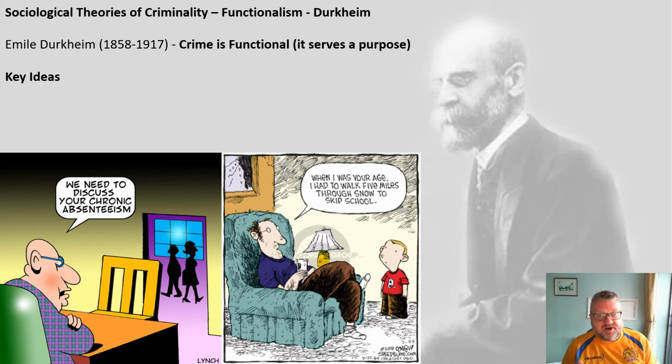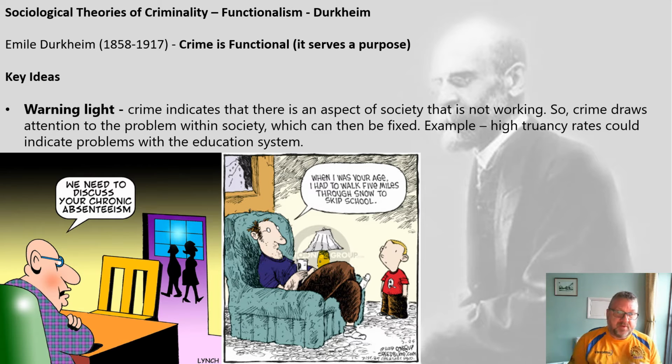Finally, Durkheim sees crime as a warning light. It indicates that there's an aspect to society that isn't working. So its function is to draw attention to a problem within society, which society can then rectify, can then fix. For example, if you had really high truancy rates across all the schools in a country, that might then indicate that there's something wrong with the education system. The stuff that's being taught is not relevant to the youth of that time. Therefore, they're voting with their feet. So how do you rectify that? You make your curriculum more relevant so people turn up to school and see it as being worthwhile. For want of a better example.